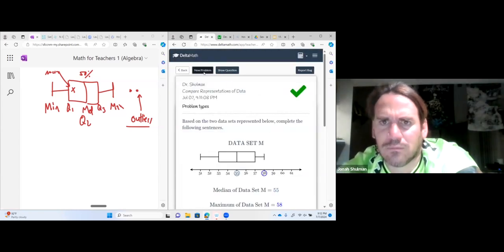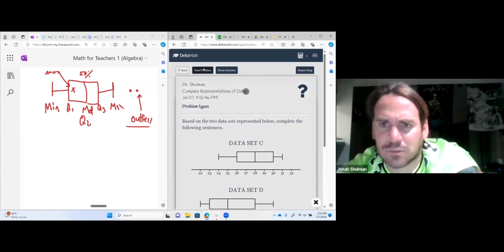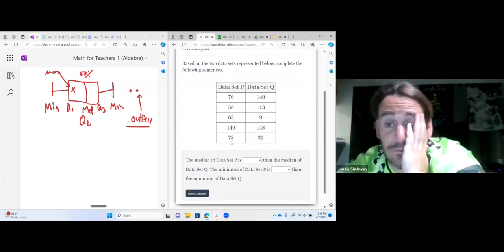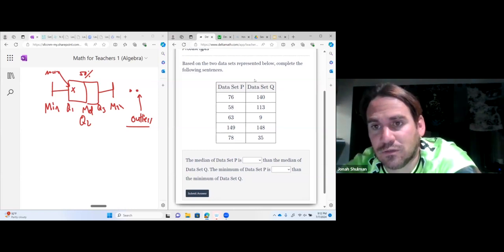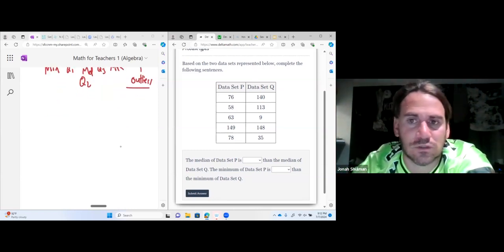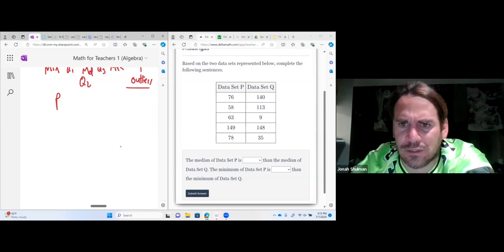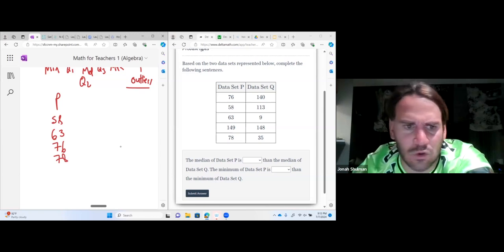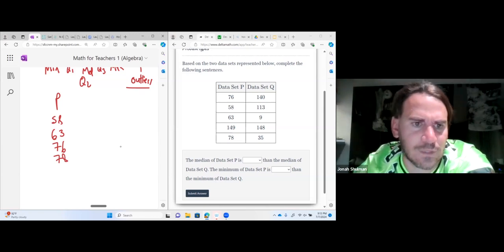So let's do a new problem. We did a box plot. Here we go. All right, so we have this data. What's the middle number? The first thing you have to do is just put it in order. So here's data set P. It's 58, 63, 76, 78, 149. What's the middle number? 76.